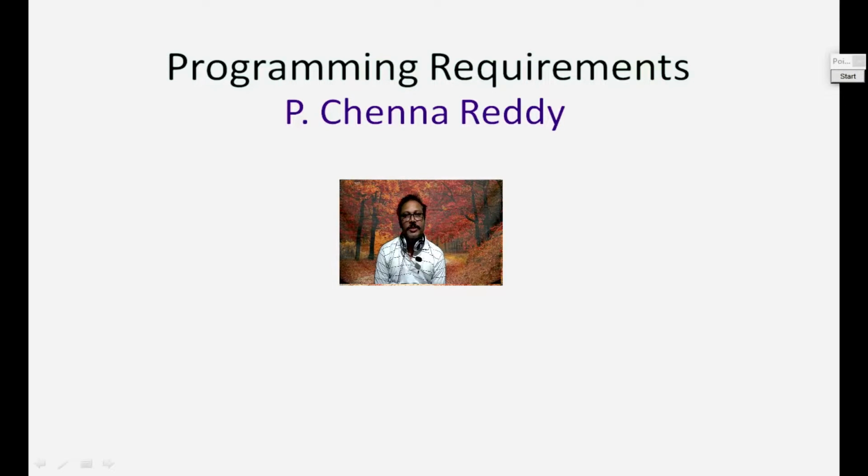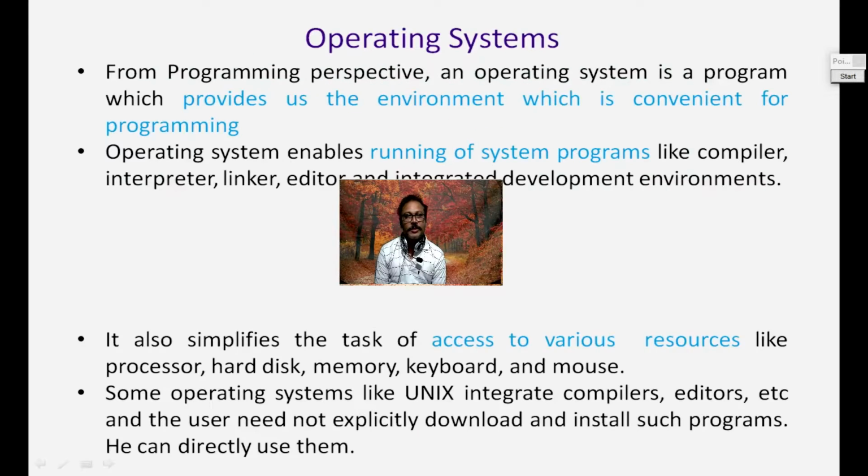Programming requirements. Operating system. From programming perspective, an operating system is a program which provides us the environment which is convenient for programming. So an operating system is nothing but a program. It's a software. The desktop computer which you are using, the laptop computer, the smartphone which you are using are loaded with the operating system. Without operating system, you cannot use them.